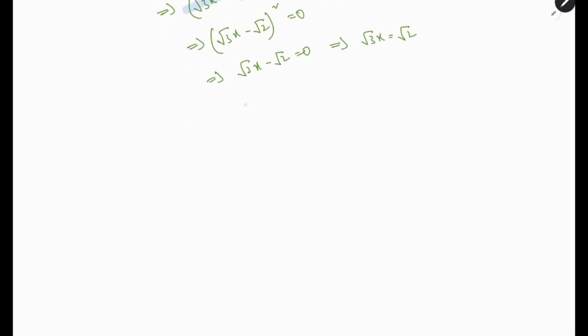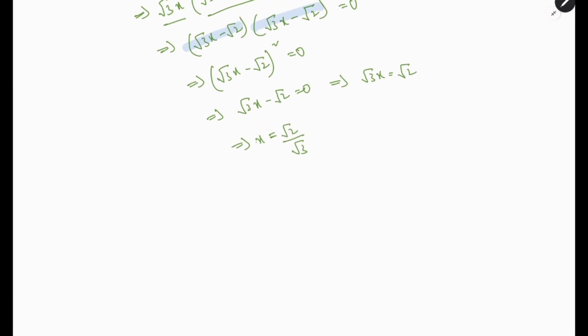See, root 3x minus root 2 whole square equal to 0. So root 3x minus root 2 equal to 0. So root 3x equal to root 2 and x equal to root 2 by root 3.